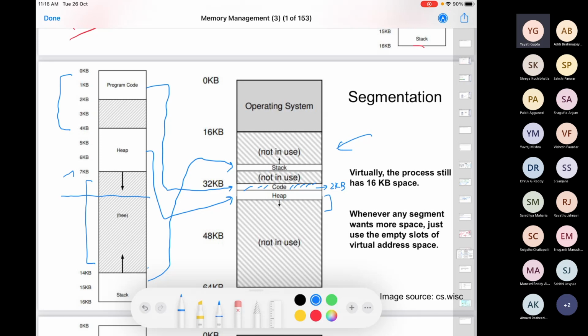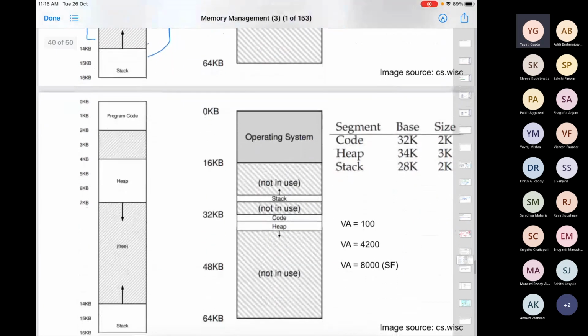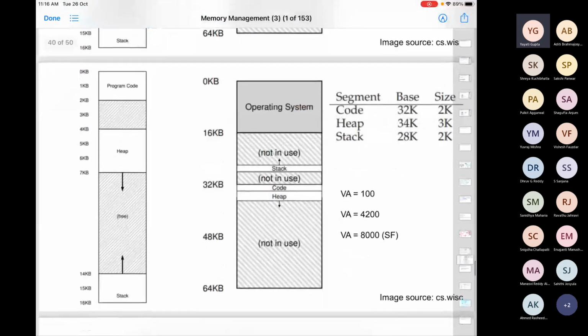We again have the same problem which we were having with contiguous memory allocation. So here is your code segment loaded, here is your heap segment loaded. Let's say this particular segment wants to grow. It cannot grow because next to it is heap. It doesn't have that much contiguous memory, then you can relocate it, just how you were doing with contiguous memory allocation. Okay, let's look at a few things, it will make it clear.